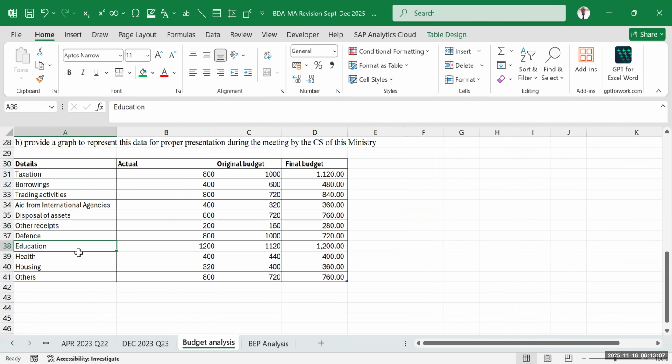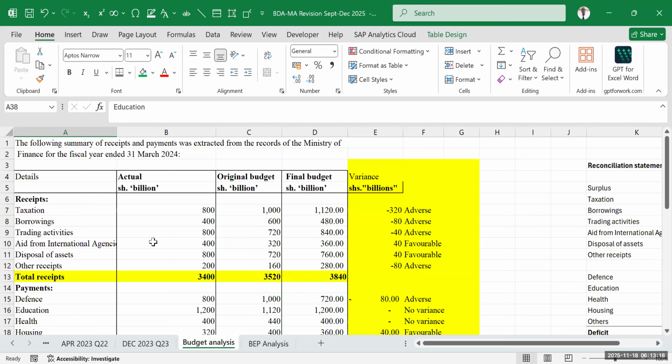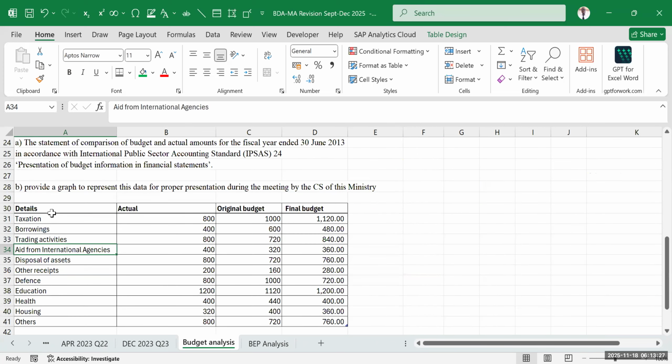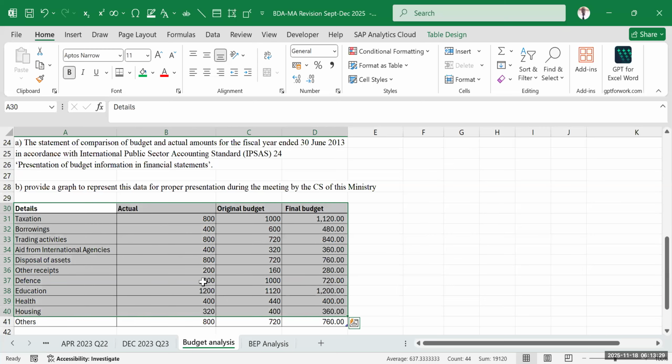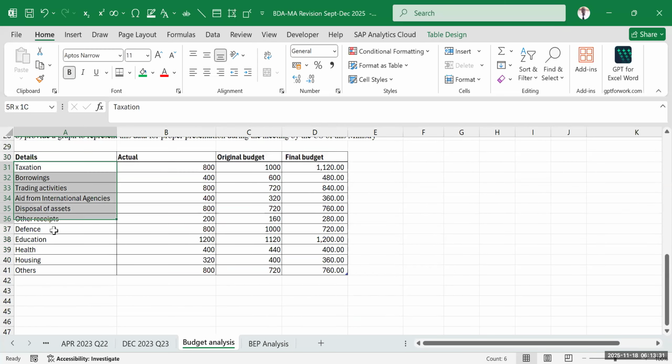Members, now that we've brought this data, the data that I've brought here does not show the differences between receipts and payments, incomes and expenses. Now, when we draw and insert this chart, it will randomly show these items. It will not be able to differentiate which one is a payment, which one is a receipt.